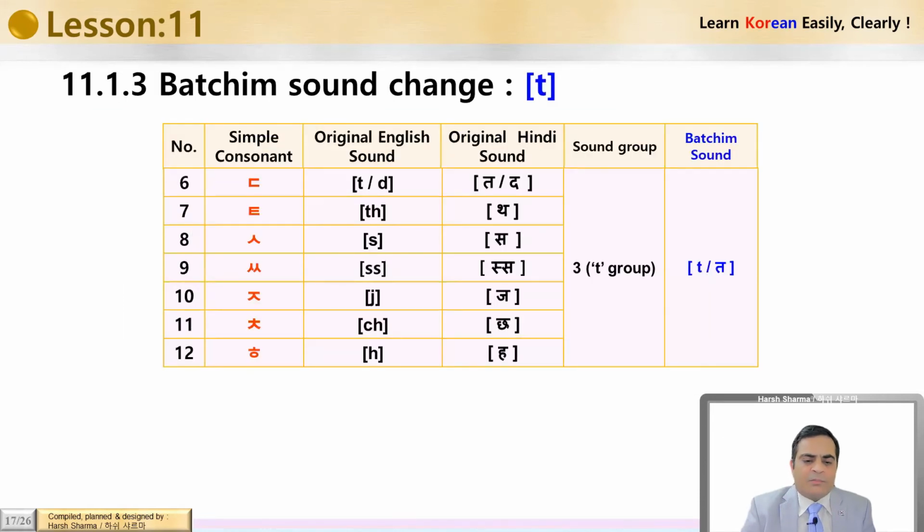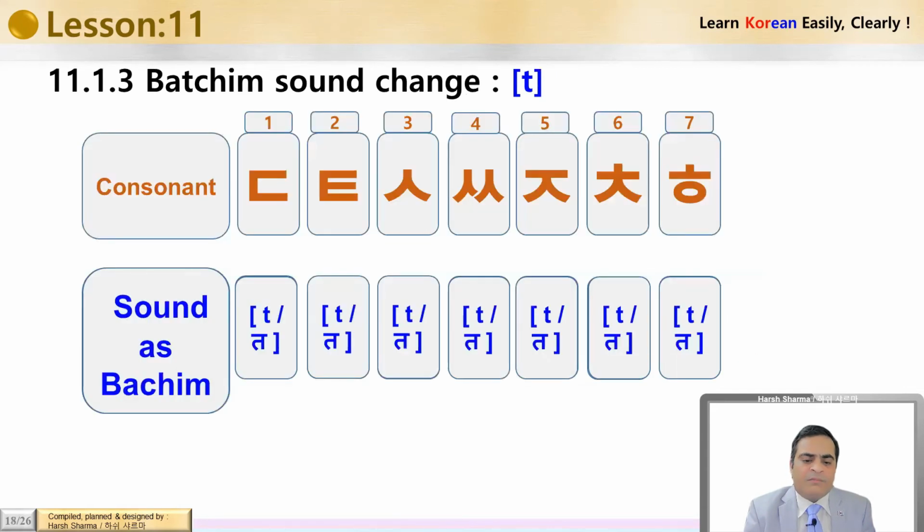And this is the third family, the T family. Sound will be ta only. You can see from number 6 to number 12. And they have their own original sound. But when these 7 are written at the Batchim position, they all will be pronounced as only ta.